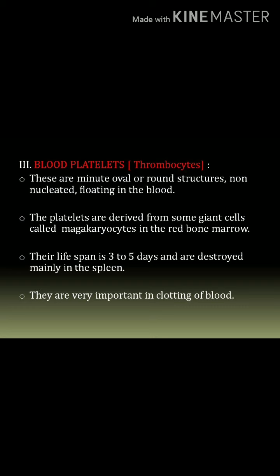The platelets are derived from giant cells called megakaryocytes in the red bone marrow. In the red bone marrow there is a special cell called the megakaryocyte. The buds of the megakaryocytes separate and act as platelets. These are budded off from the megakaryocytes in such a manner that each one is completely surrounded with a membrane. Their lifespan is 3 to 5 days and they are destroyed mainly in the spleen.